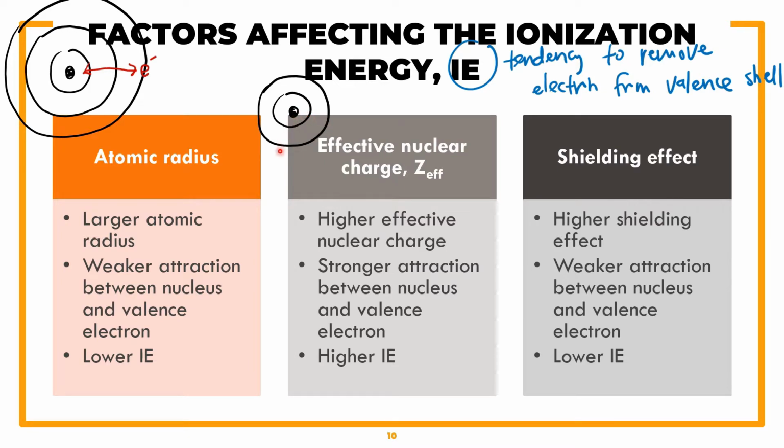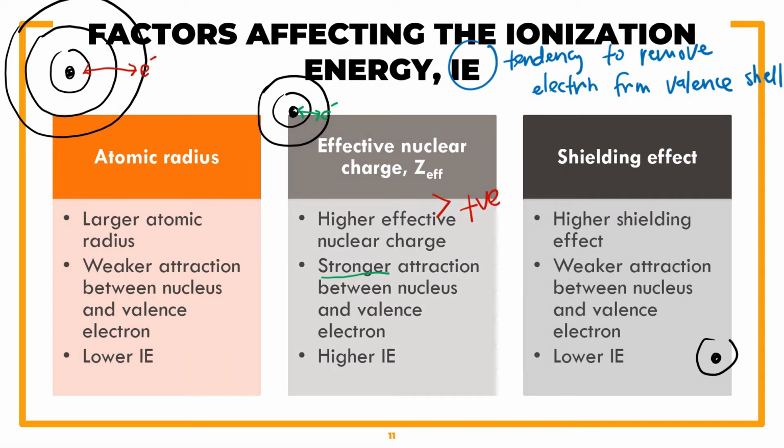So let's apply the concept into ionization energy as well. By having higher effective nuclear charge, meaning that the value of ZEF is more positive, what happens is the attraction force between valence electron and nucleus will become stronger. So bila tarikan itu kuat, apa yang akan jadi? Elektron akan pull closer to the nucleus. So apabila elektron berada dalam kedudukan dekat dengan nucleus, adakah we can simply remove this electron easily? The answer is no. So that's why ionization energy will be higher.